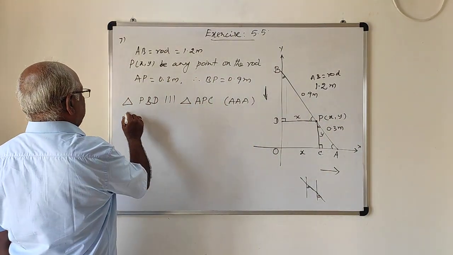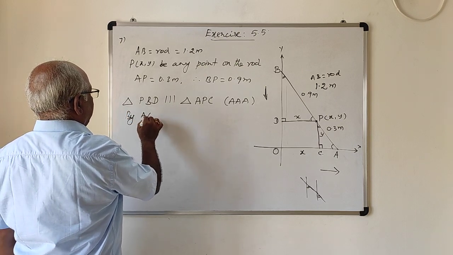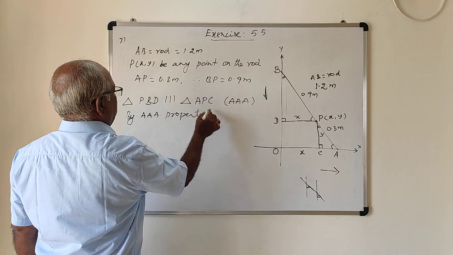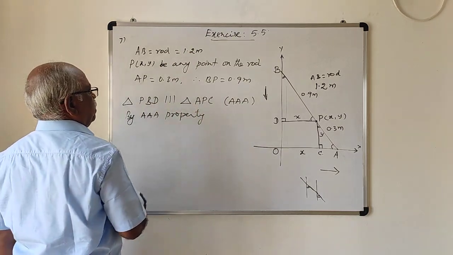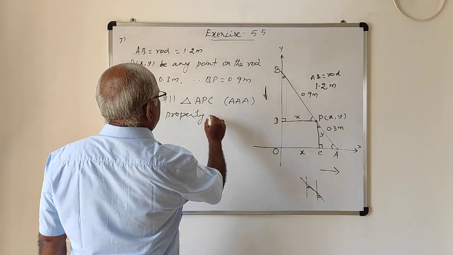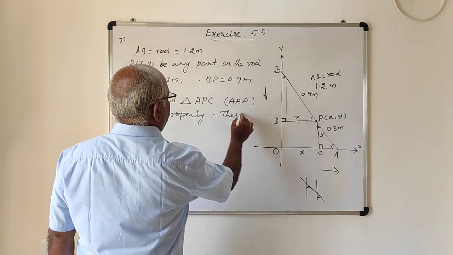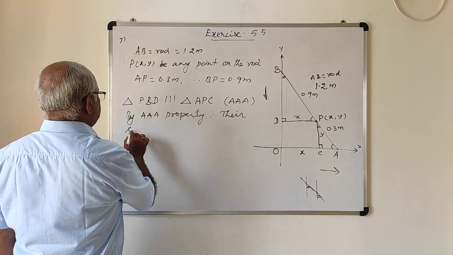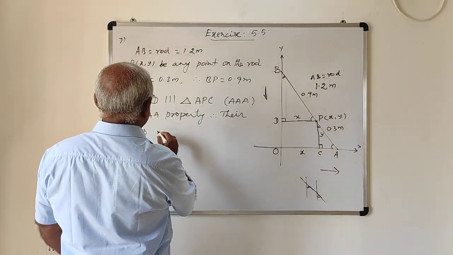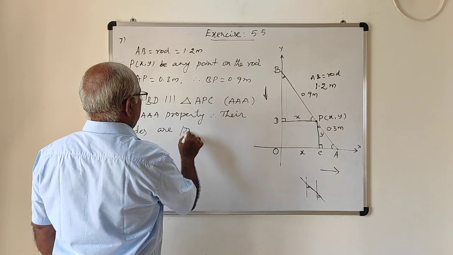Therefore, by the AAA property, these two triangles are similar. Therefore, the sides are proportional.